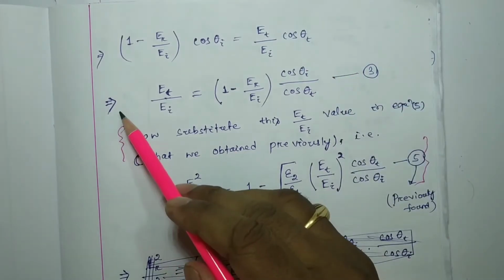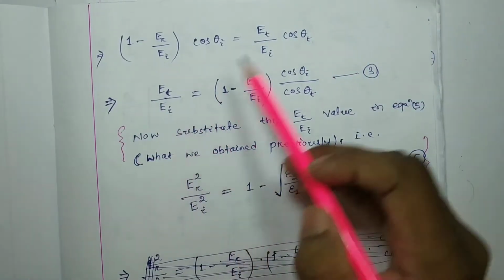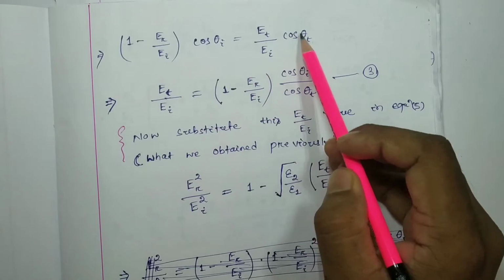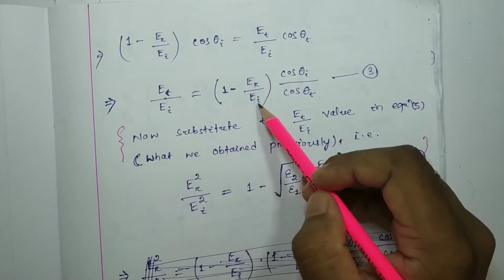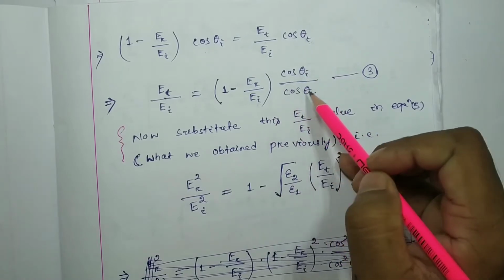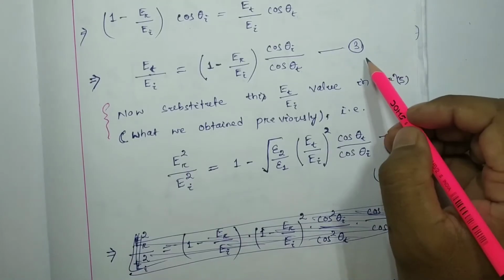That implies ET by EI will be equal to, with cos theta t divided to this side, 1 minus ER by EI, into cos theta I by cos theta t. Let this be equation number 3.